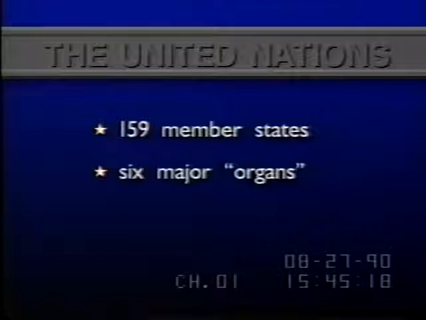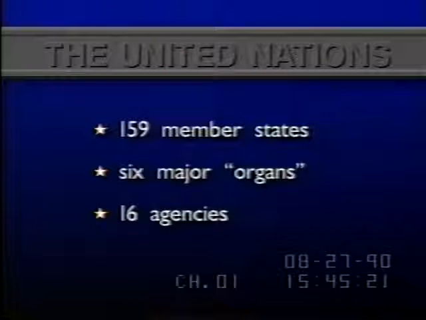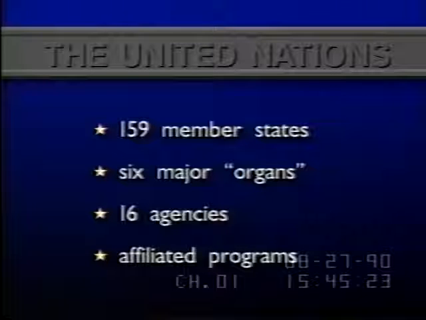The United Nations is also made up of 6 of what it calls major organs, 16 agencies, and many affiliated programs. Here are the 6 major organs of the UN.